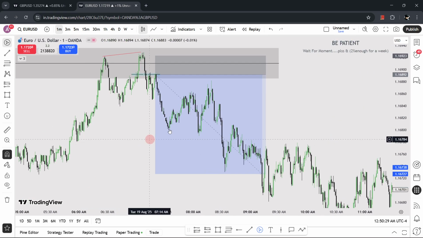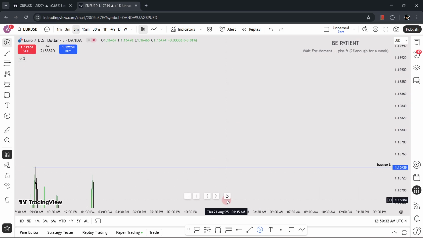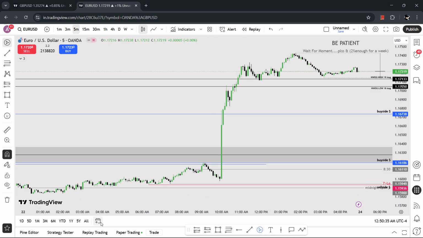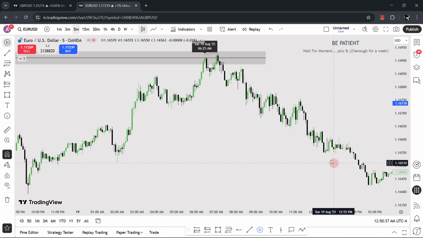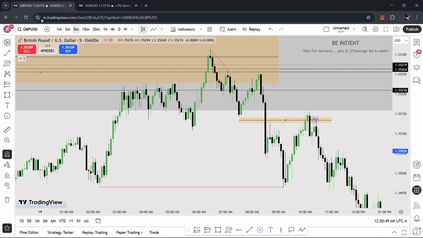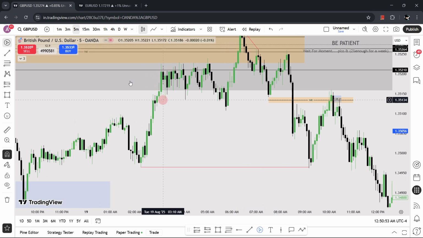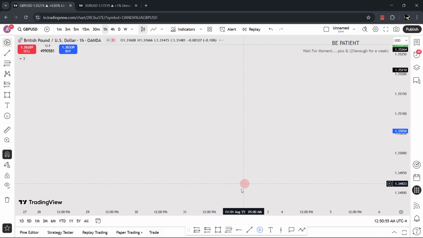Okay, so no problem. The next trade I'm going to show you is somewhat difficult to explain. Somewhere here could be the mid London. I just want you to have a look at this 1 hour chart.